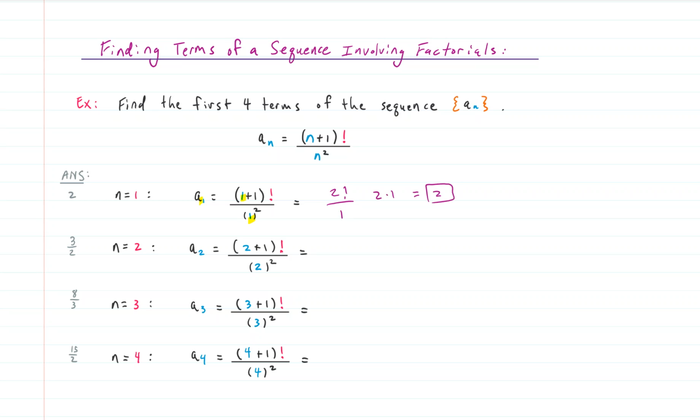Next one, I have 2 for n equals 2. So I've got 2 plus 1 on the top, which is 3 factorial. And that is all divided by 2 squared, which is 4. 3 factorial is 3 times 2 times 1, and then we have 4 in the bottom. This gives us 6 over 4, which is 3 halves.